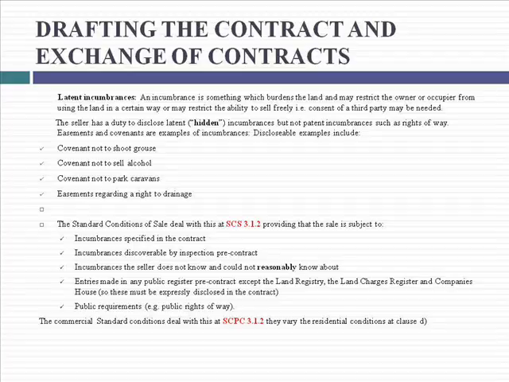a right to drainage. The standard conditions of sale deal with this at SCS 3.1.2, providing that the sale is subject to encumbrances specified in the contract, encumbrances discoverable by inspection pre-contract, encumbrances the seller does not know and could not reasonably know about, entries made in any public register pre-contract except the Land Registry, the Land Charges Register, and Companies House, so these must be expressly disclosed in the contract. Public requirements, e.g. public rights of way. The commercial standard conditions deal with this at SCPC 3.1.2. They vary the residential conditions at Clause D.